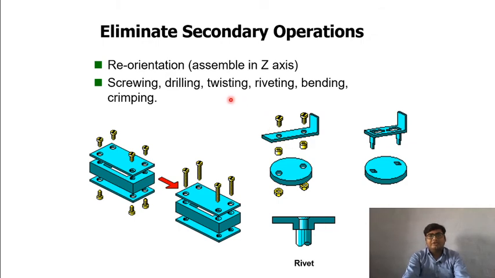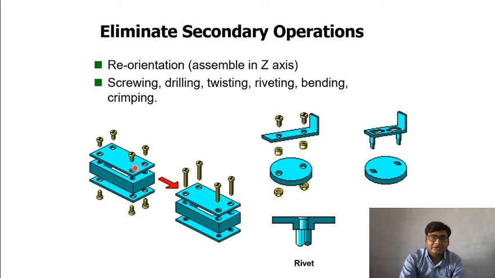Another thing to consider is to eliminate secondary operations. What we are doing is simply reducing the number of parts. We are simply reducing reorientation, screwing, drilling, all that, because we want to reduce as many parts and as many operations as possible. So instead of screwing 8 bolts, we can make this bolt bigger, and we can make it with only 4 bolts.